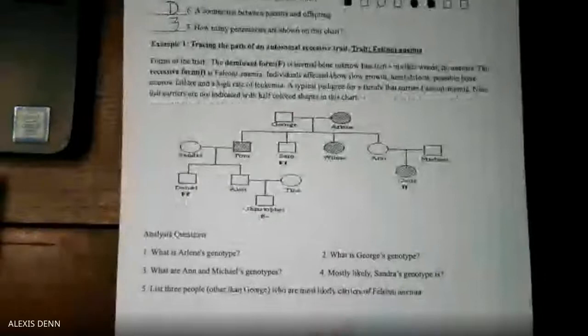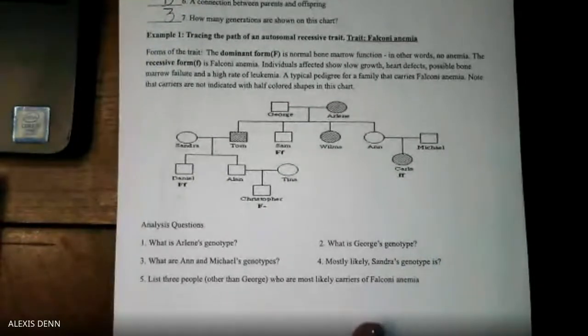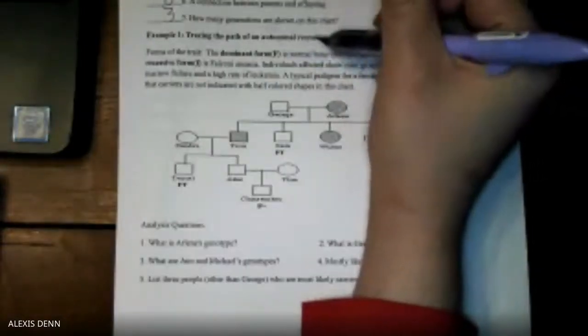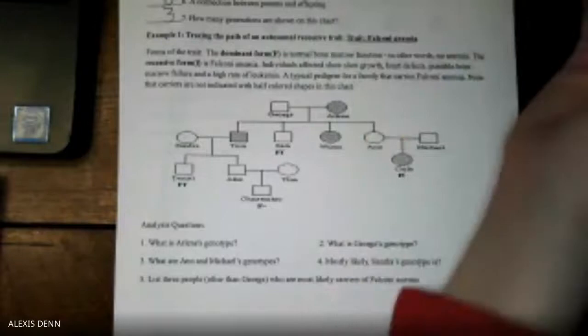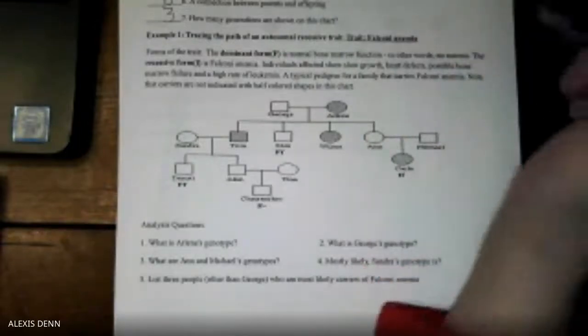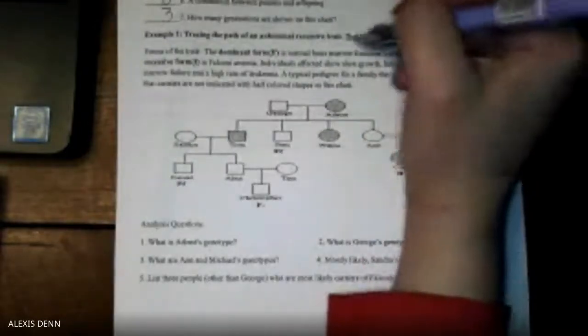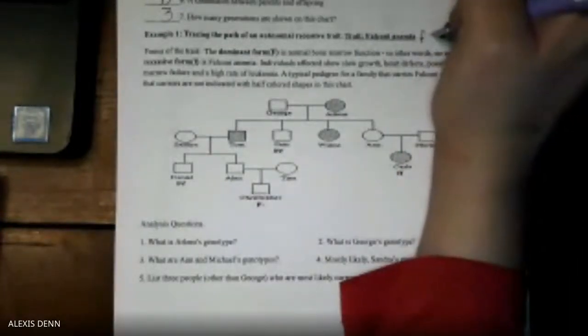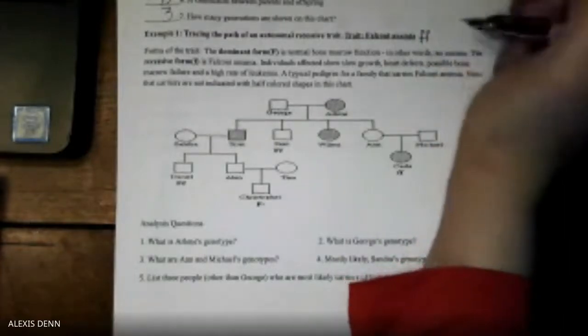Now we can start looking at a different setup and we can start examining this pedigree. Here it tells us that the path of this is an autosomal recessive trait. What does that mean? That means that this trait, Fanconi anemia, is homozygous recessive. They use the letter F, so that's what I'm going to use. It would look like little f, little f.